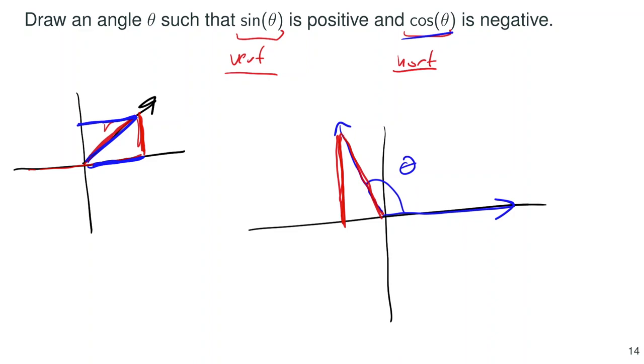For cosine, we're measuring this distance, which is negative, right? Since we're going left from the y-axis, this is a negative number divided by the radius length, which gives us a negative number. So any angle that you draw in the second quadrant will be the correct answer for this problem.